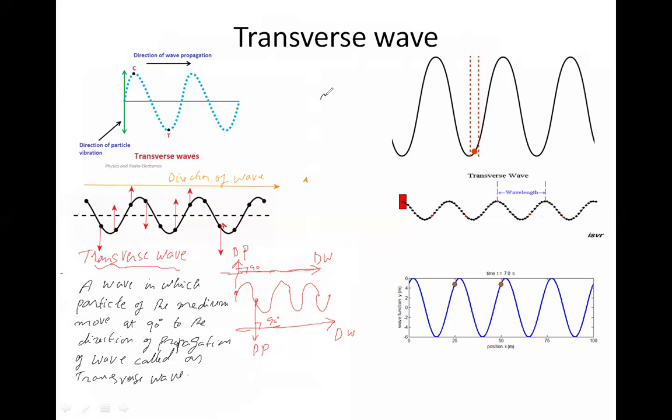Look at this one. Let's say this is the particle. Then the particle is moving up or down. And the direction of wave is moving like this. This is the direction of wave, and this is the direction of particle. Particles are moving up and down, at 90 degrees to the direction of wave. Such a wave is called a transverse wave. Simply, if there is a 90-degree angle between the direction of wave and direction of particle, such a wave is called a transverse wave.